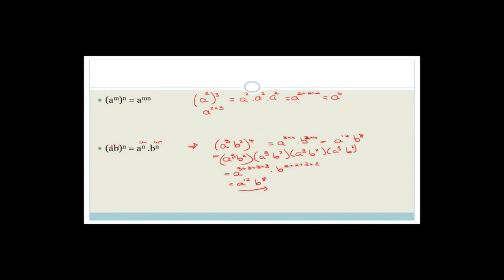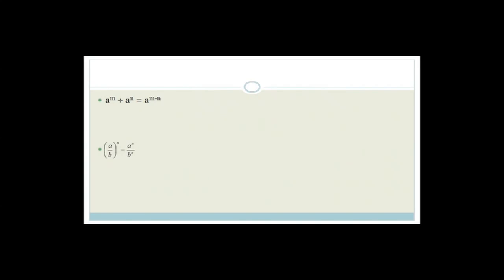Okay, let's carry on. Now we're applying exactly the same rule, but to the division, or the quotient. In this case, if you have a division and you've got common bases, then you subtract the exponents.